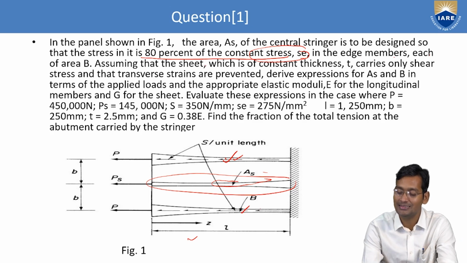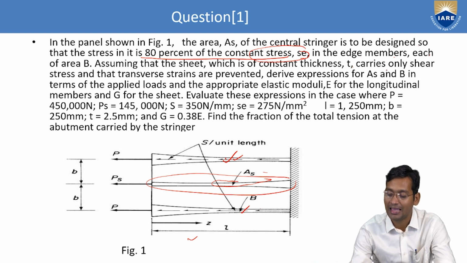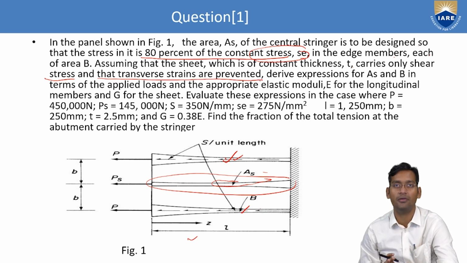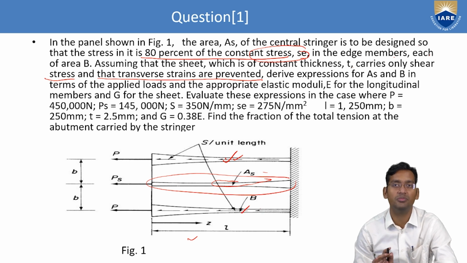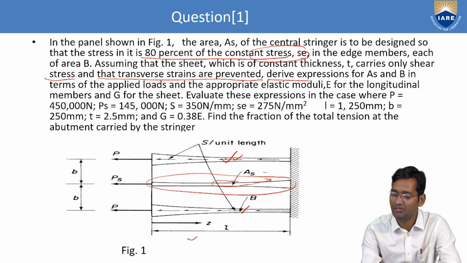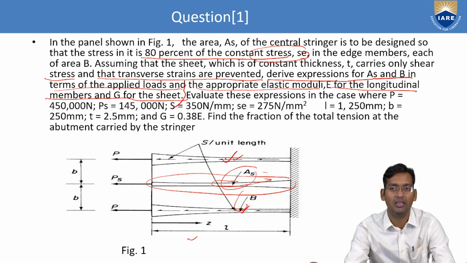Assuming that the sheet, which is of constant thickness T, carries only shear stress and that transverse strains are prevented. So only shear stress is there, and the transverse stress is prevented, meaning no transverse strain is allowed. Now derive expressions for AS and B, in terms of applied load and the appropriate elastic moduli: E for the longitudinal members and G for the sheet. So we have to derive AS and B.